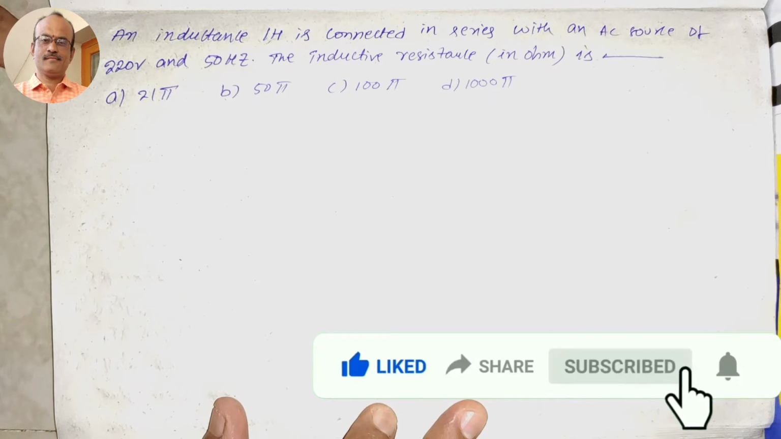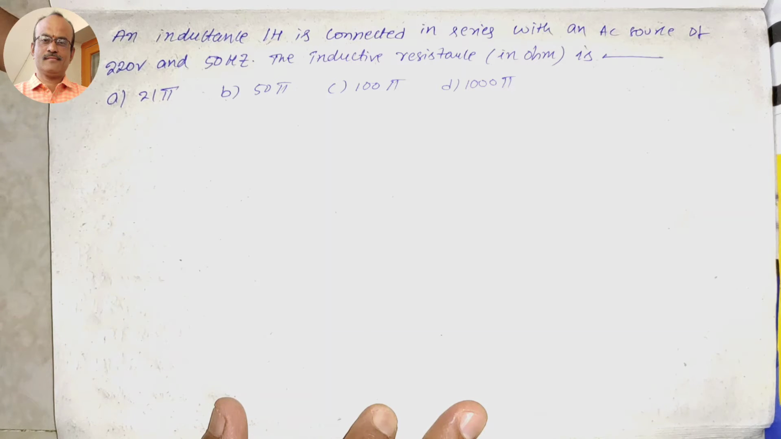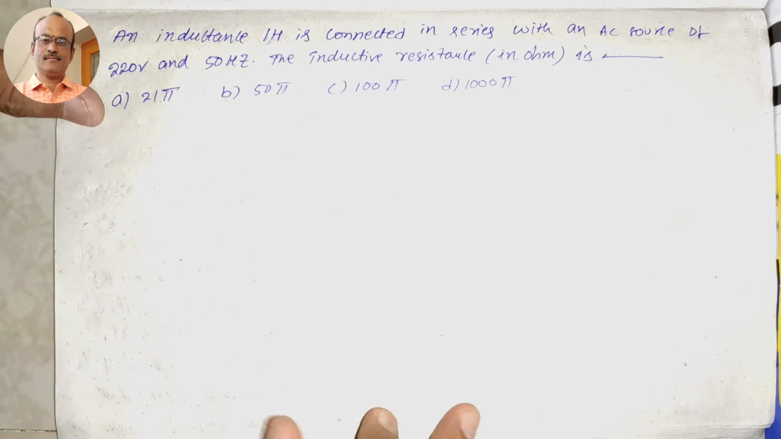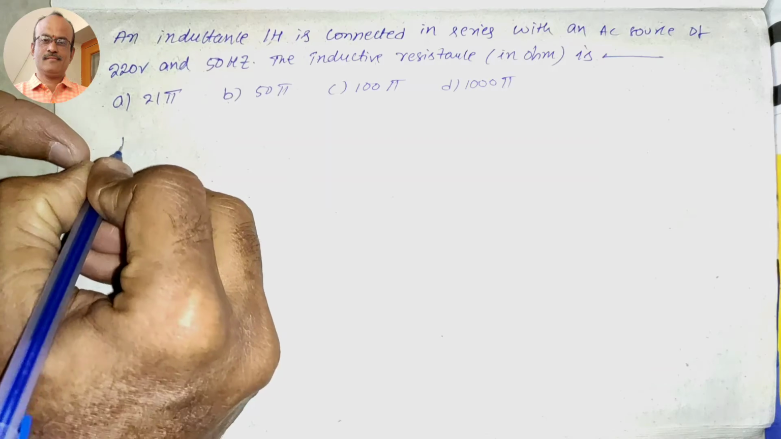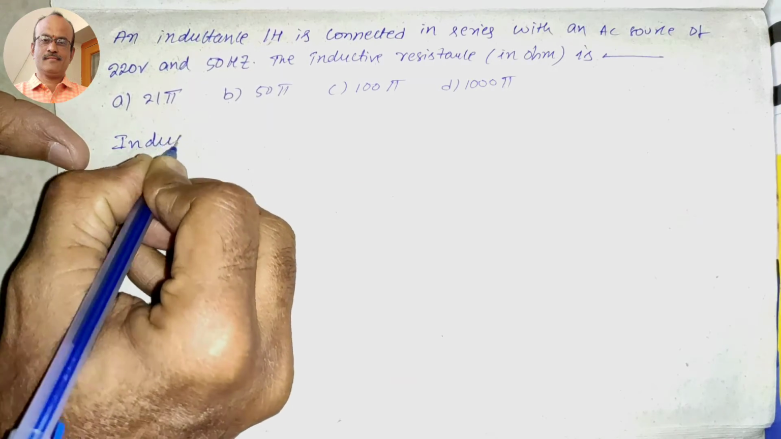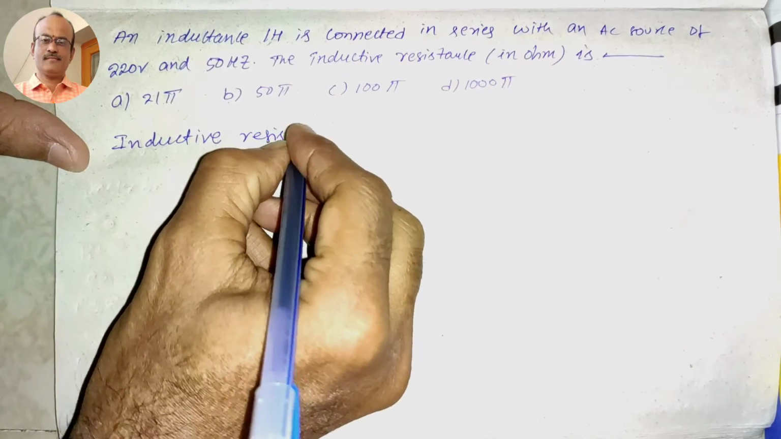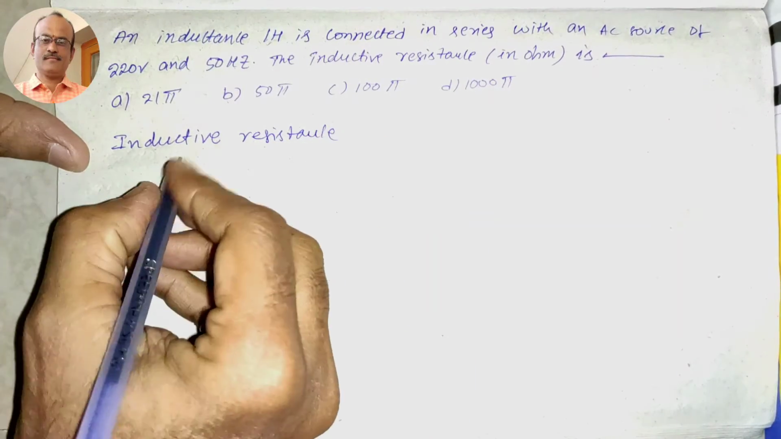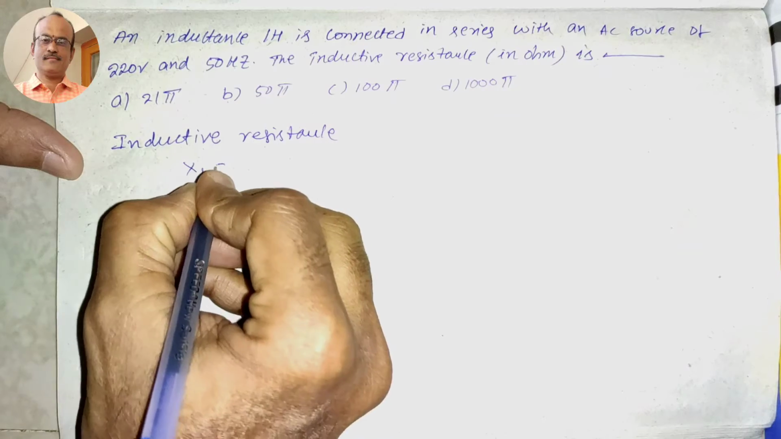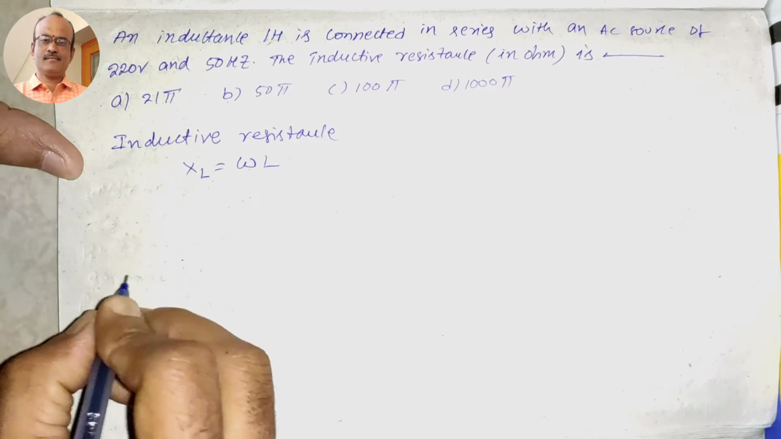Now the question number 34. An inductance 1 Henry is connected in series with an AC source of 220 volts and 50 hertz. The inductive resistance in ohm is how much? So first of all, if you want to calculate inductive resistance, that is XL is equal to omega into L.